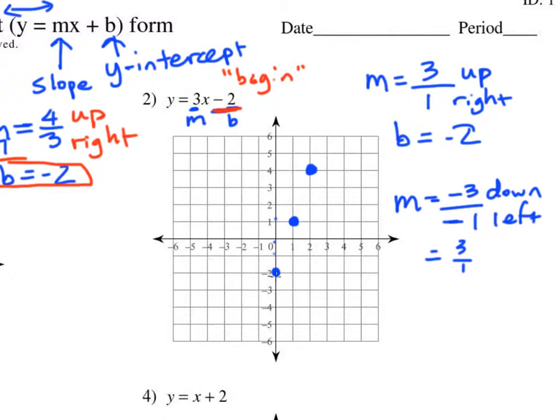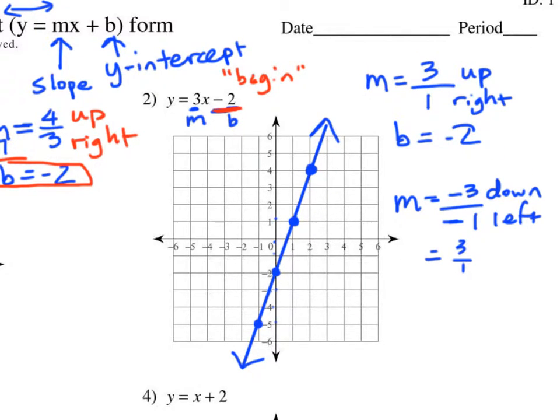Let's try that. So start with this -2. We're going to go down 3, 1, 2, 3. We're going to go left 1. And see, it makes the same nice line that we had for the other one. So let's take our rulers, straight edge, and try to make as straight of a line as we can, right through those points. And don't forget your arrows.